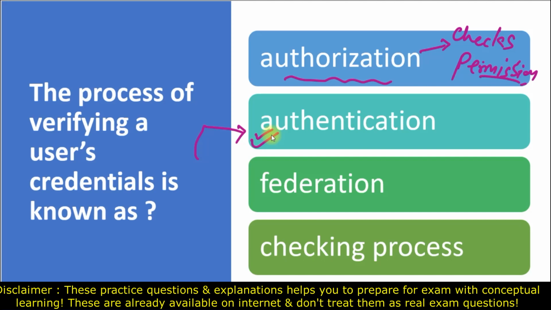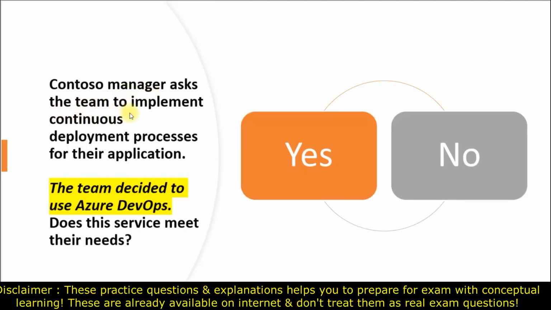Let's talk about the next question now. In this question, they are asking: the manager asked the team to implement a continuous deployment process for their application. The team decided to use Azure DevOps for this purpose. Does this service meet their needs? We need to answer yes or no. Before answering, we need to understand what exactly Azure DevOps is. Azure DevOps comes with a pipeline feature that allows developers to create a CI/CD pipeline, that is continuous integration and continuous deployment, for their application easily. Here they are talking about continuous deployment, so yes, this is the correct service and the team can use it.